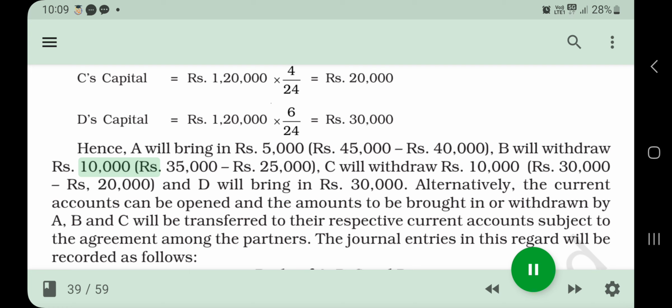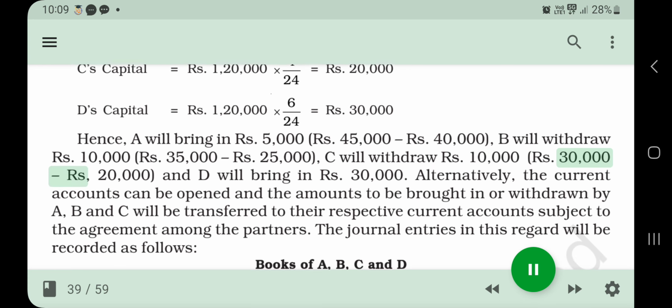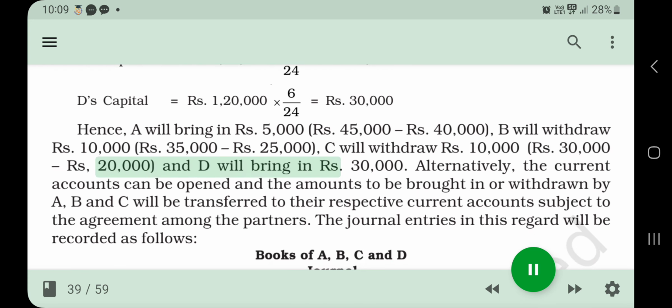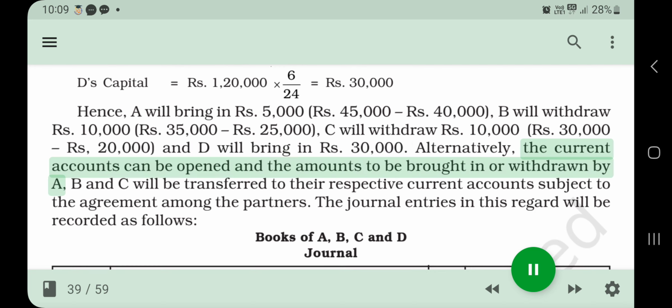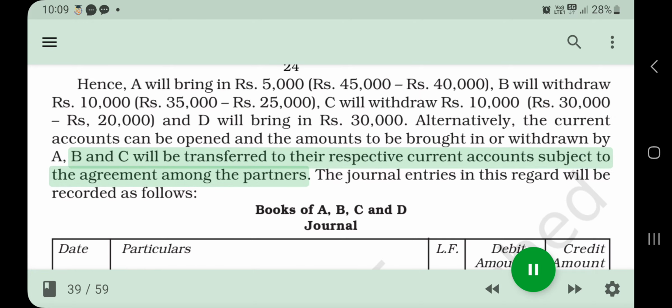B will withdraw Rs. 10,000, that is Rs. 35,000 less Rs. 25,000. C will withdraw Rs. 10,000, that is Rs. 30,000 less Rs. 20,000, and D will bring in Rs. 30,000. Alternatively, the current accounts can be opened and the amounts to be brought in or withdrawn by A, B and C will be transferred to their respective current accounts, subject to the agreement among the partners.